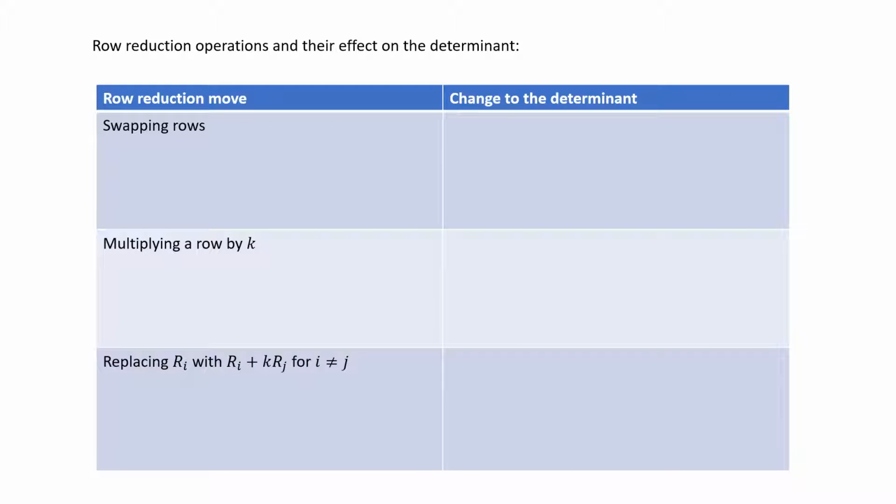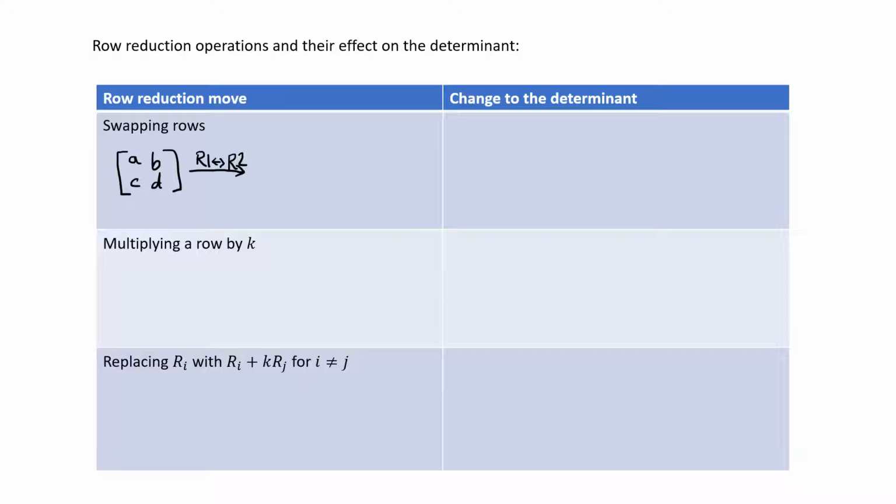In this video, we're going to see how row reduction operations are related to the determinant of a matrix. So what we're going to start with is just looking at 2x2 matrices. We're going to apply row reduction moves and see how our determinants change. So our first row reduction move that we're going to try out is swapping two rows.